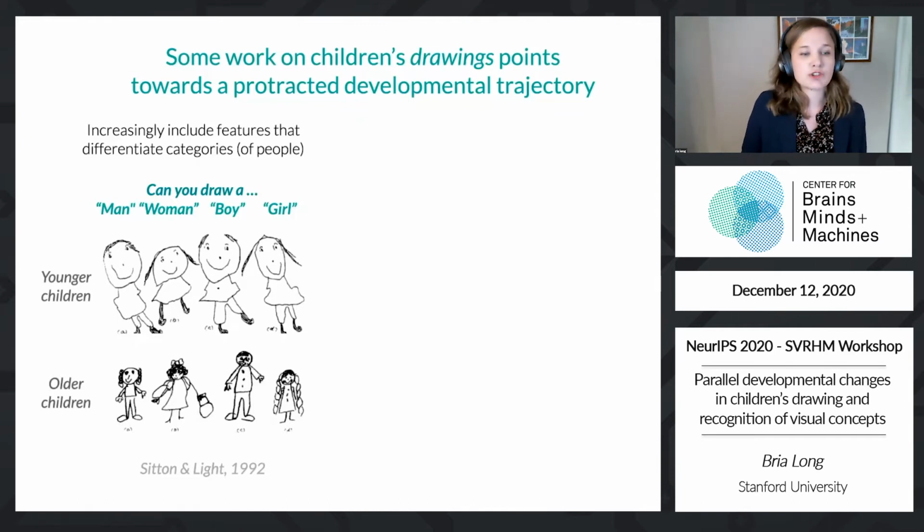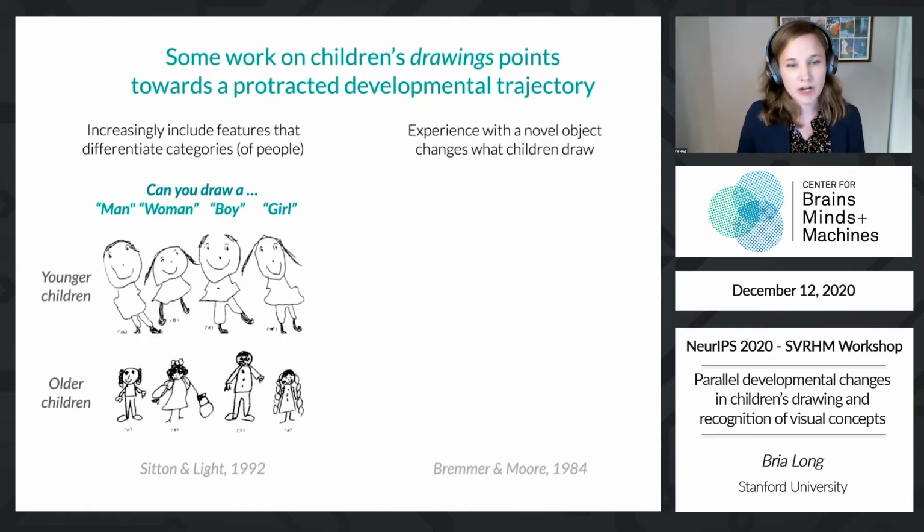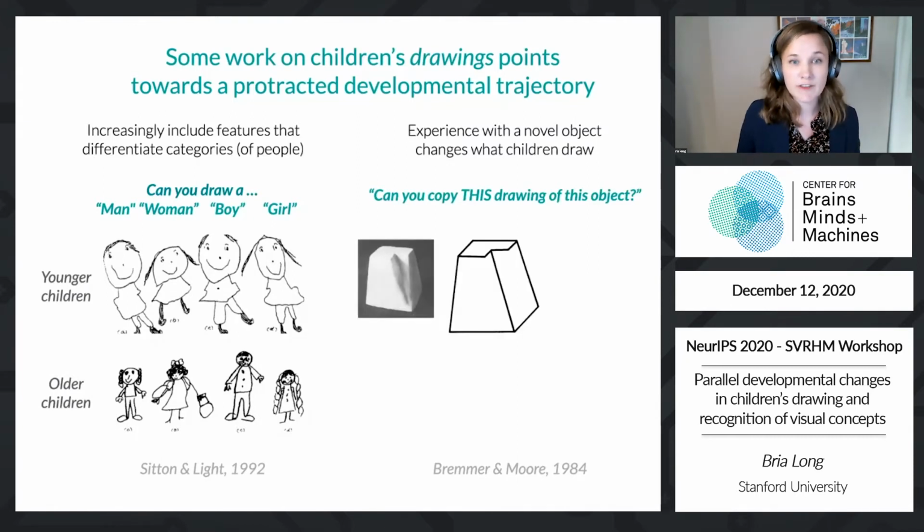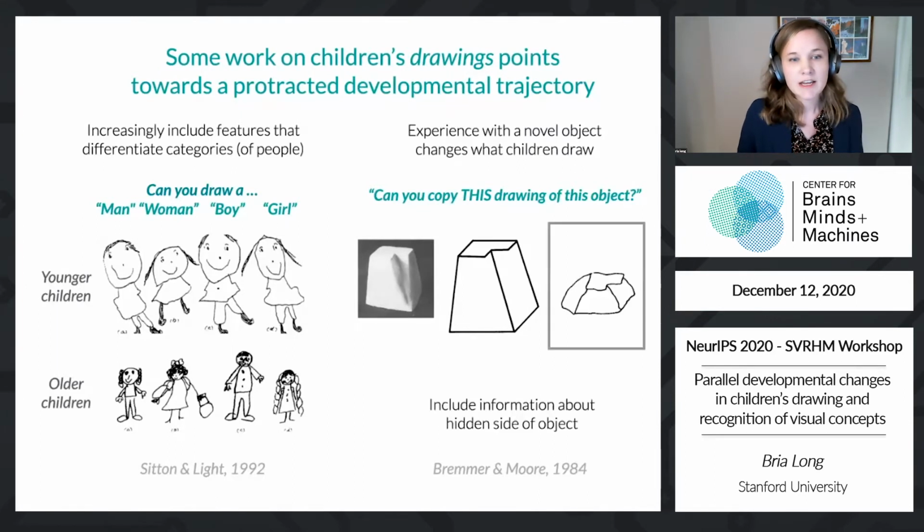Other work suggests that short-term experience in the lab can change what children draw. Here, children were shown a novel object, such as so, and then asked, can you copy this drawing of this object? And children who had experience with that object beforehand tended to include information about the hidden side of an object, suggesting that children draw what they know about the objects in the world around them.